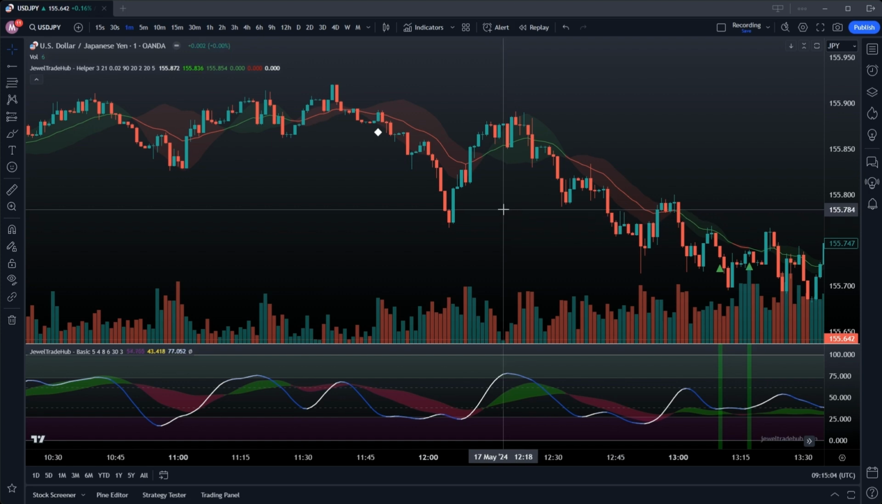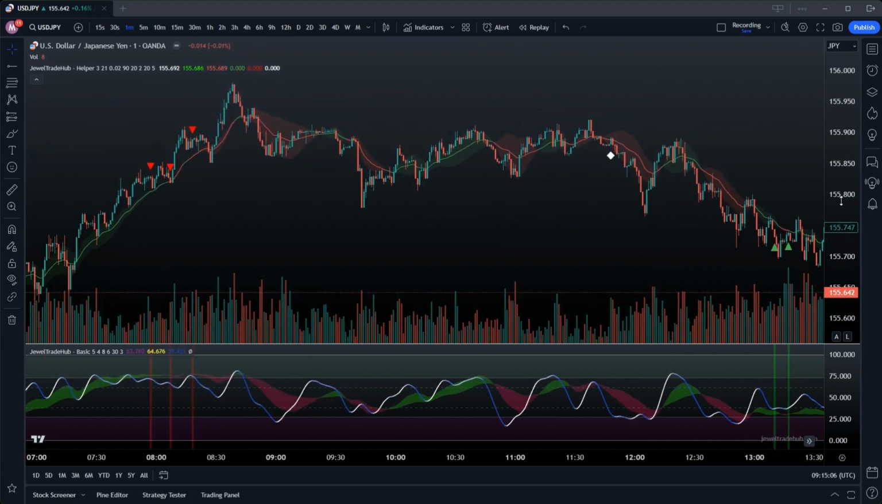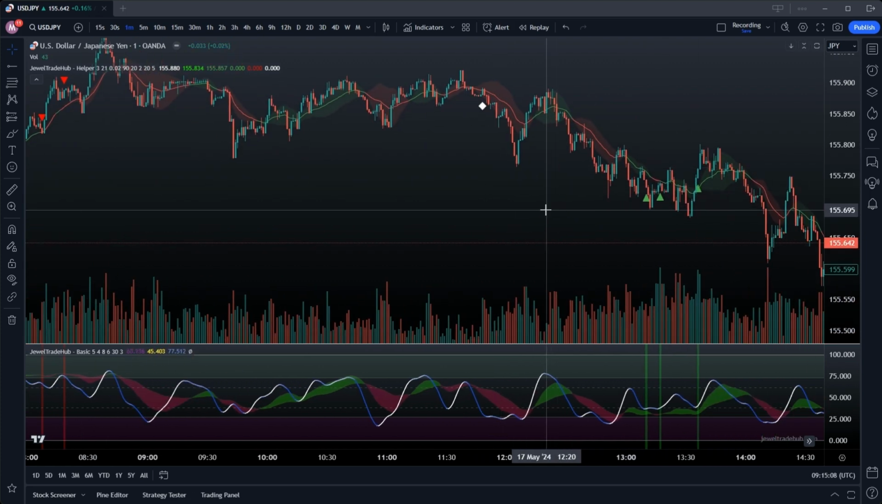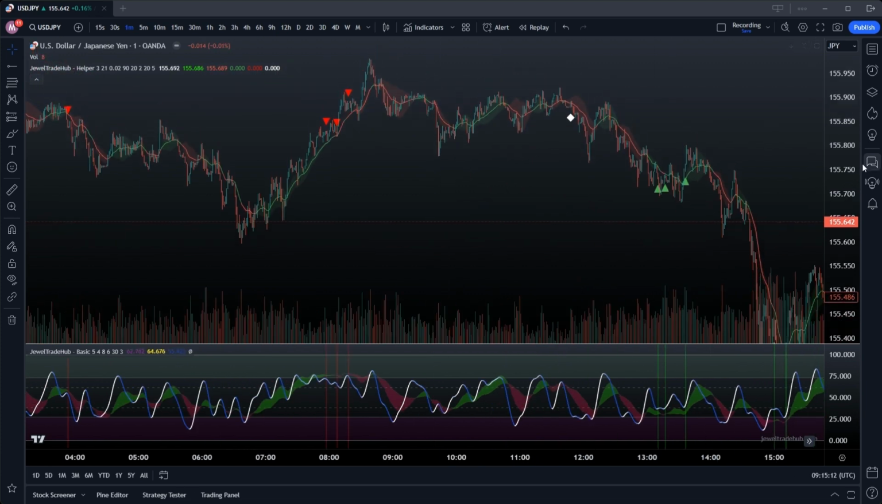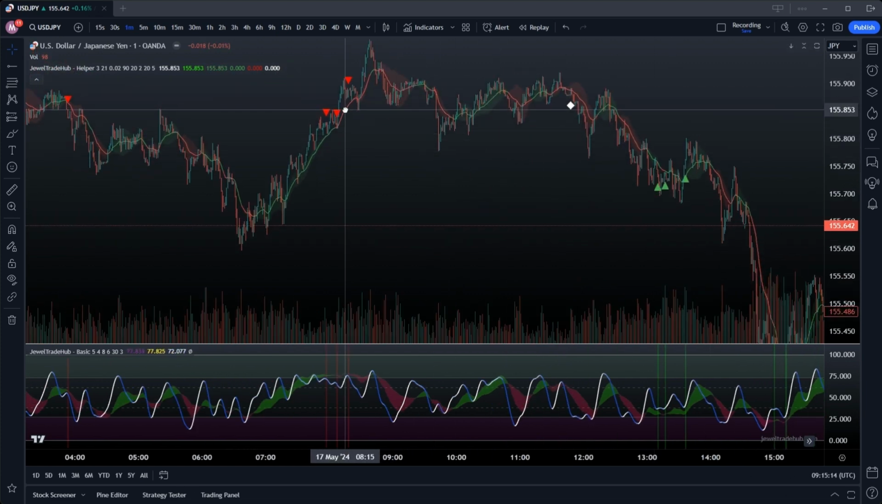So experiment and backtest, see what settings look best for you and are the most useful for you, and yeah, just let me know.